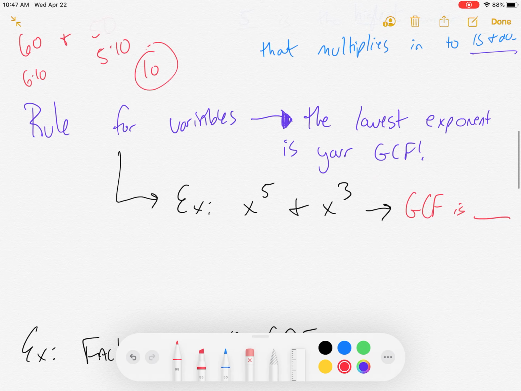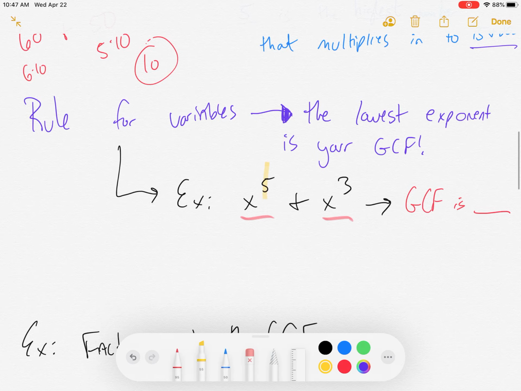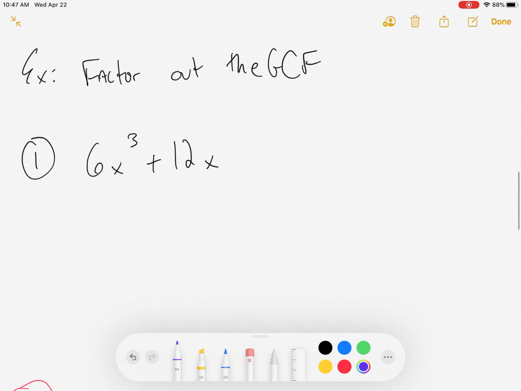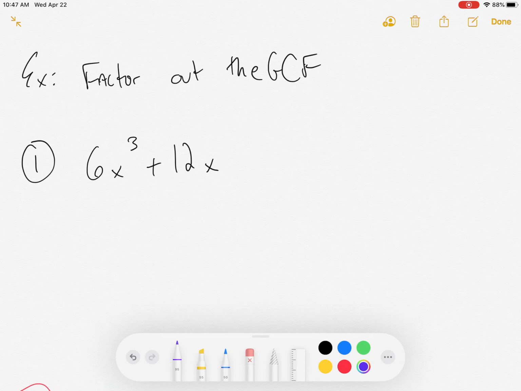Okay. Next is the rule for variables. Variables are just a little bit different. The lowest exponent is your GCF. So if you have x to the fifth and x to the third, what's your lowest exponent? Well, the exponent on this one is 5. The exponent on this one is 3. So your lowest exponent is 3, and your GCF is therefore x to the third.